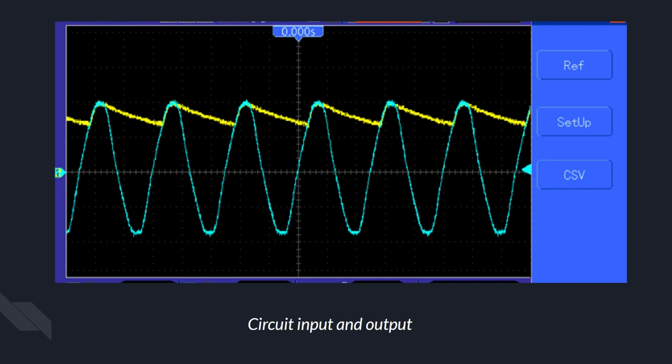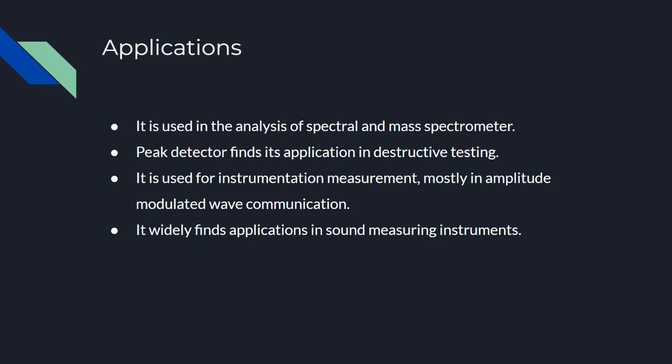In this, the blue line represents the input, which is a normal sinusoidal wave, and the yellow line represents the output, which is the capacitor's charging and discharging. As we can see, although there are some variations, more or less the output waveform matches the peak value of the input. Hence, by using the peak detector circuit, we can get the peak value of any applied signal.